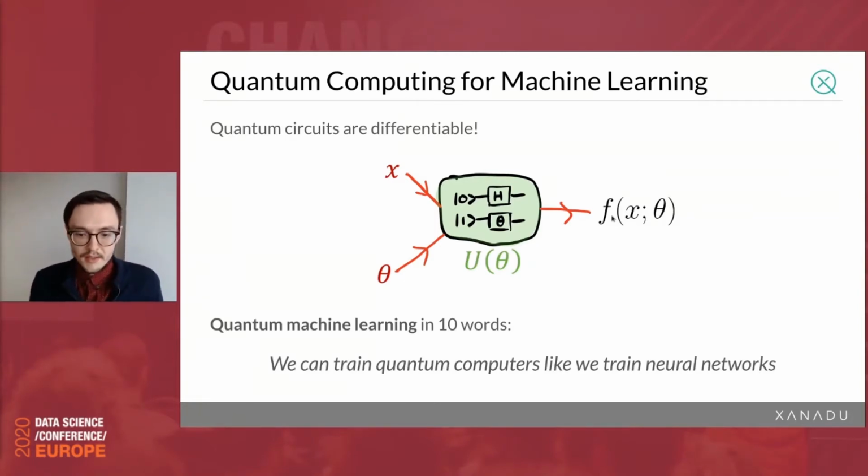Let's train this function f and use it for things like optimization and machine learning. So really the idea is we say, okay, let's get this quantum circuit and vary the parameters. It's kind of like a neural network, and we train a bit like that.